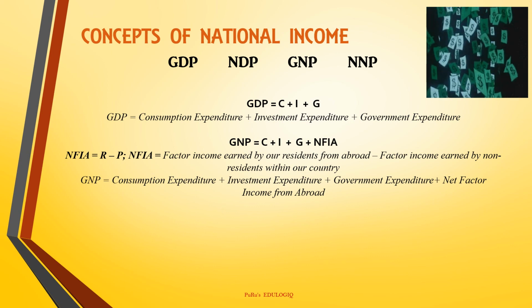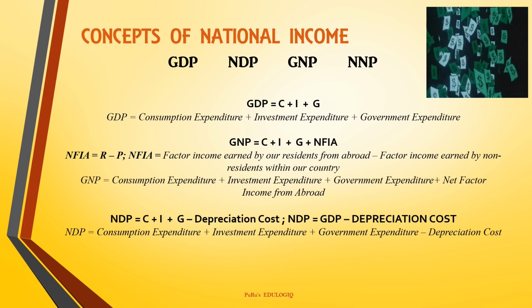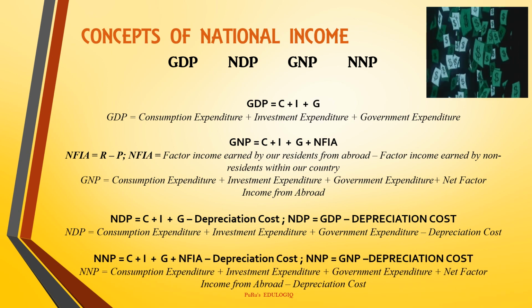Now moving on further to the next identity, that is NDP. NDP is the difference between GDP and depreciation cost. When depreciation cost has been deducted from GDP, we derive NDP. And similarly, it comes to the NNP. When depreciation cost has been deducted from GNP, we get our NNP. So these are the formulas which have to be written along with the meaning when you are asked a question about concepts of national income.